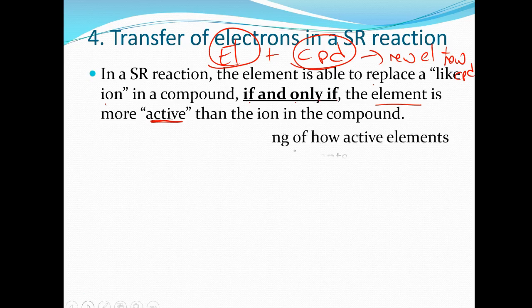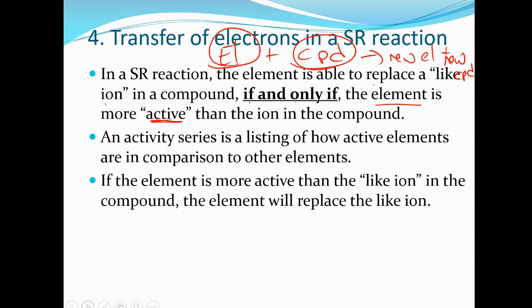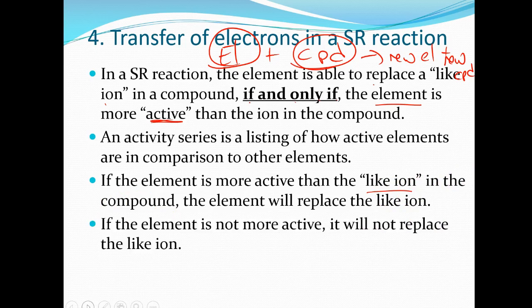It's kind of cute. Anyhow, there is this thing called an activity series, and for Mr. Lindenberger and Miss Packard's class, it's on the back of your periodic table. Miss Ellis, I know it's in your review packet. An activity series is a listing of how active elements are compared to the other elements, and it's literally a listing. If the element is more active than the like ion in the compound, then the element will replace it. And if the element's not more active, it will not replace it, and you will get no reaction.